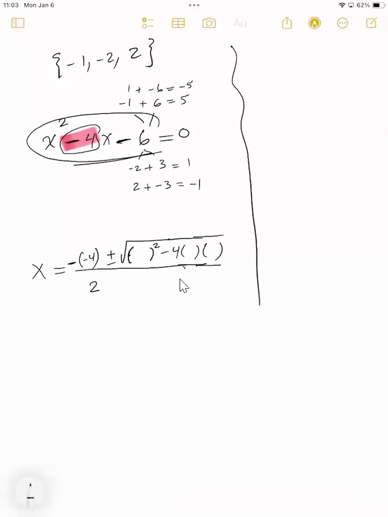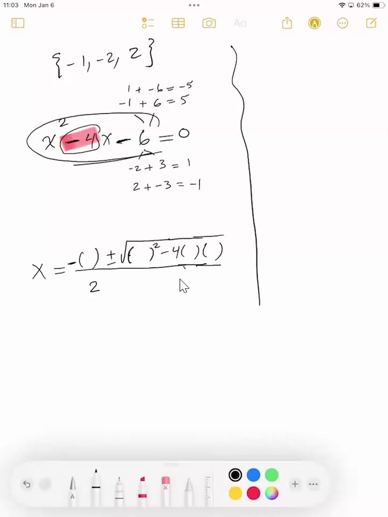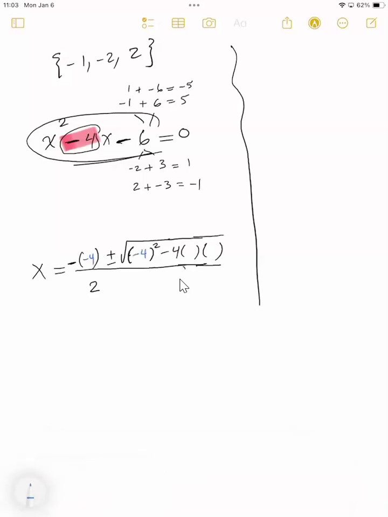And there is a negative in the formula here. So let me use a different color here. So that number next to your x is going to go here. And that number is -4. And also it's going to go in here. So this -4 goes here and here.